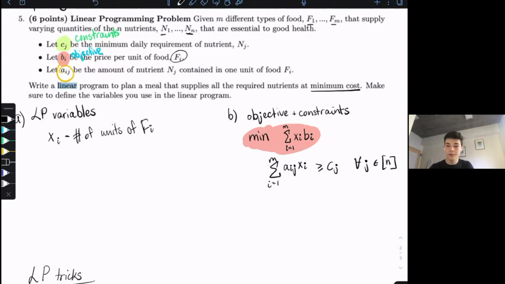And so now you see that the amount of nutrient j that we get is the sum over all the food items, multiplying aij by the amount of food that we get.